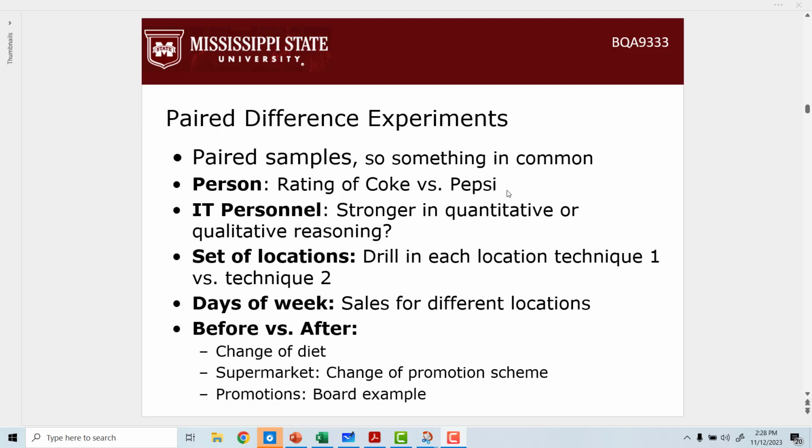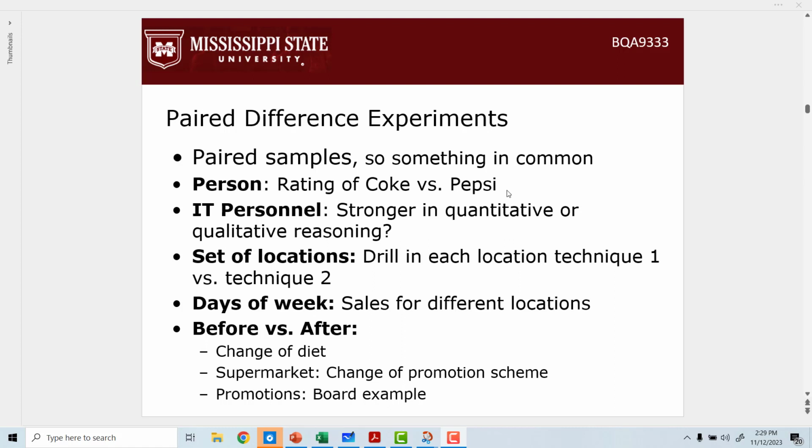Okay, so you might recognize this slide. It's because it's from the paired t-test week. So the next technique we're going to do is all about paired experiments. Remember some of the examples we did with the paired t-tests. We had a set of people who went to a weight loss camp, so we had before and after weight loss.